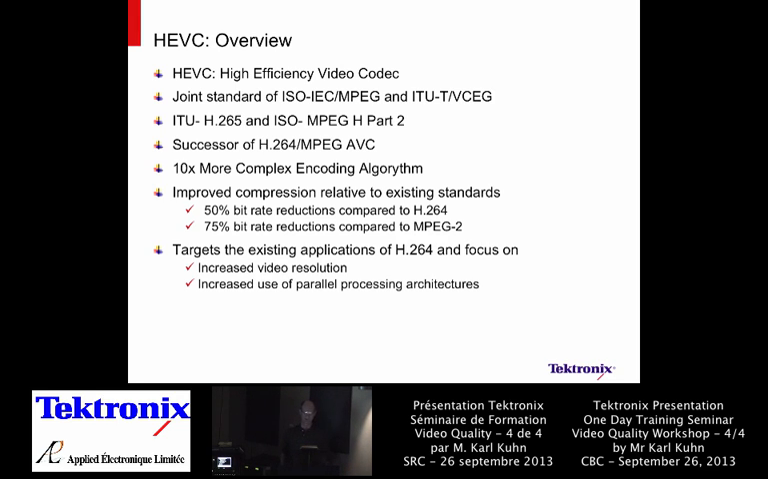Well, we're there to the point that early adopters are moving in that way because of the savings in bandwidth. You have a 50% bit rate reduction compared to H.264, 75% bit rate reduction compared to MPEG-2. Well, in the world of business, that can make or break a business case. If I can fit more content into the same pipe, I make more money. And I get more out of the pipe that I'm paying for now.